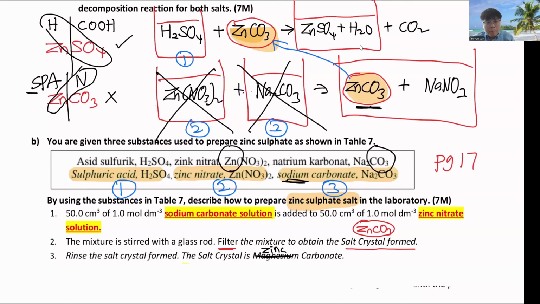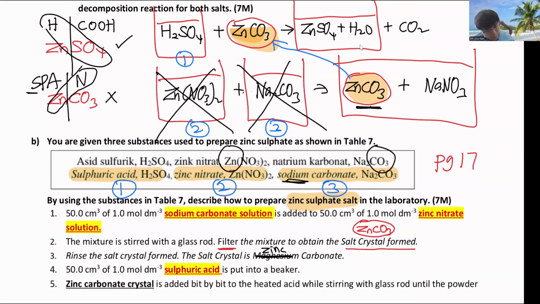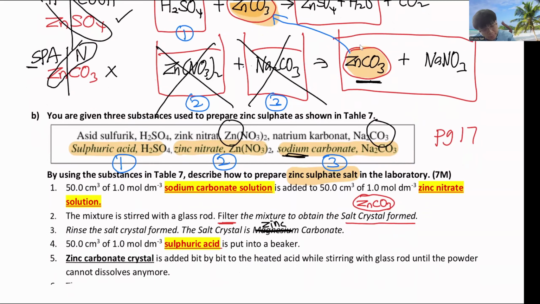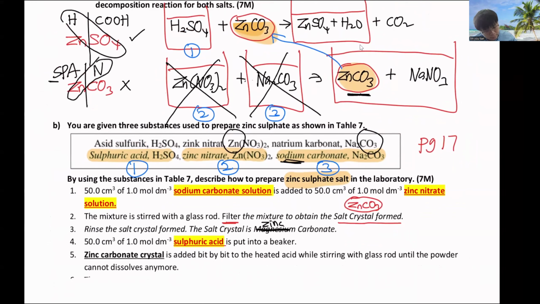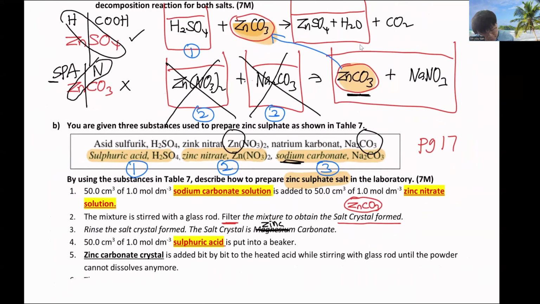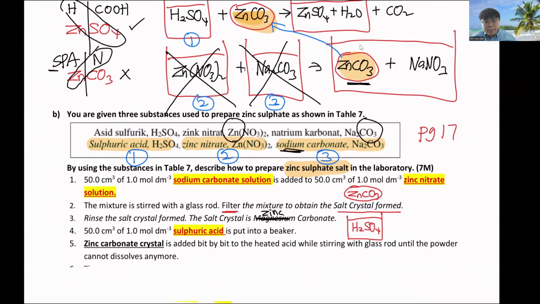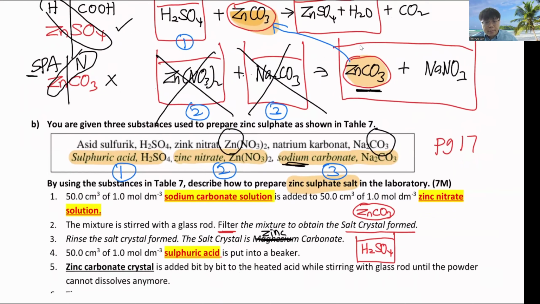Zinc carbonate. Yeah, so you get a zinc carbonate. So the next steps, you prepare the acid. You start to prepare the acid. You prepare the sulfuric acid. So once you get this already, the next step is you prepare sulfuric acid.